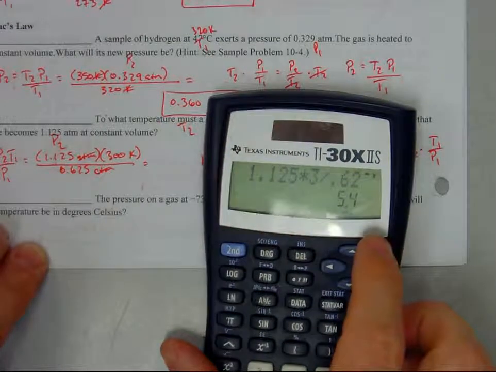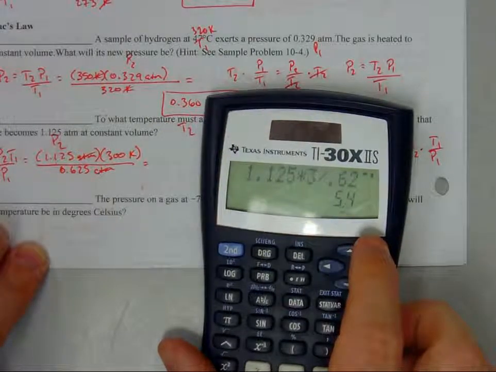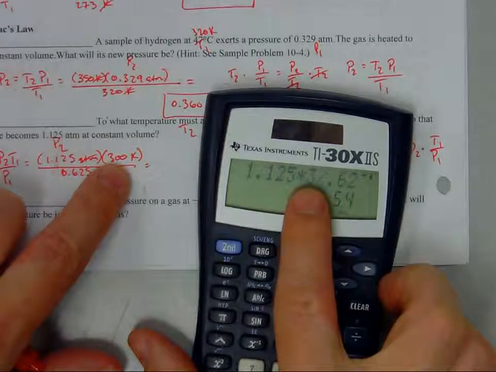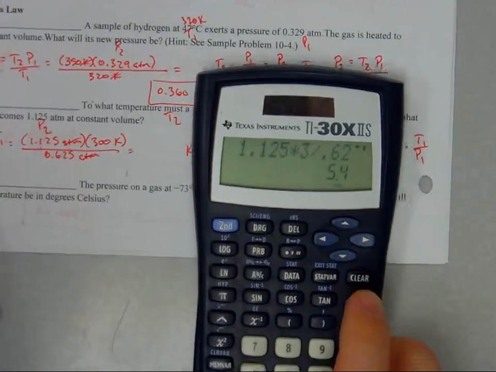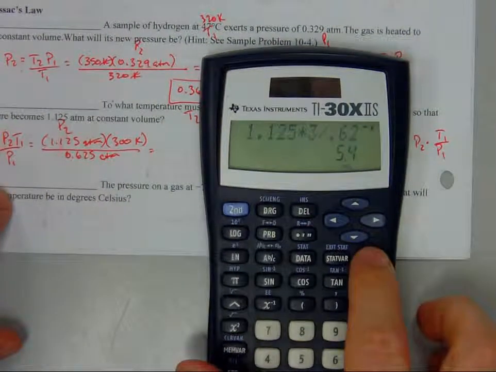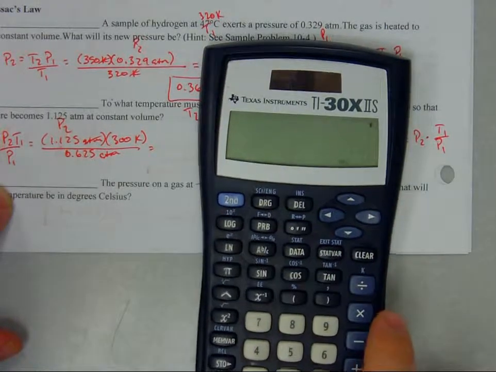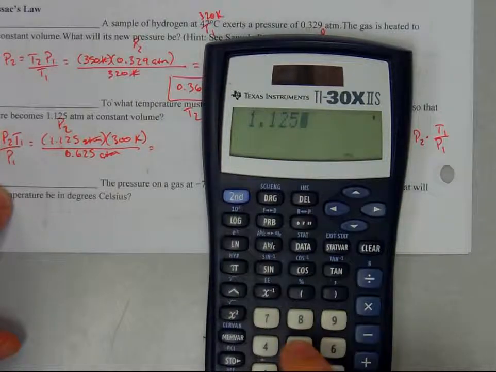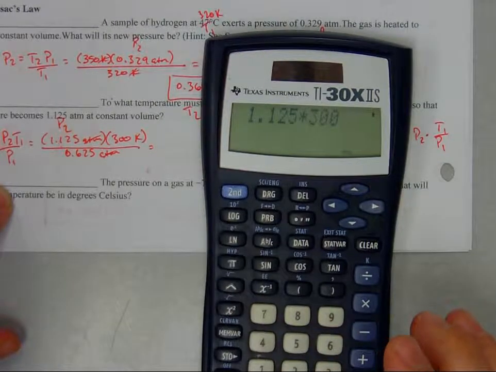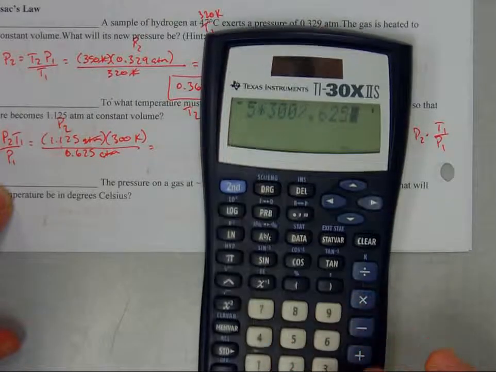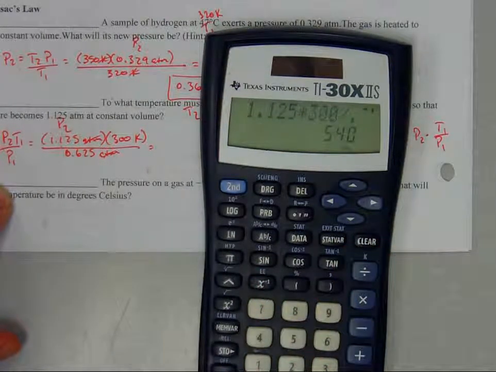That doesn't seem right. What did I do? Oh. Look, I only multiplied by 3K. Yeah, that's why that doesn't make sense. Let's try this again. Good thing I had a ballpark idea of what this should look like. Clear. 1.125 times 300K divided by 0.625. Okay, that makes a whole lot more sense.